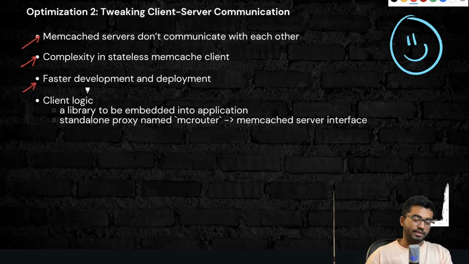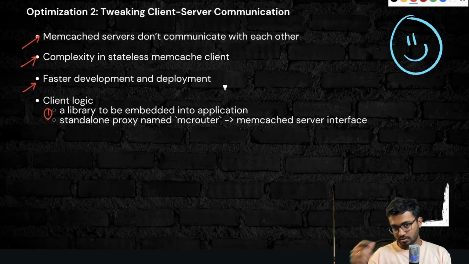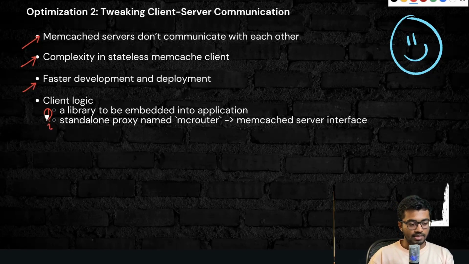Okay, that's interesting. When they were developing the Memcache client, they provided two variants. First is a library to be embedded into the application, so any application can embed a Memcache client library as is and use it as a dependency. Or the second is a standalone proxy named MC router. This is a very interesting thing.